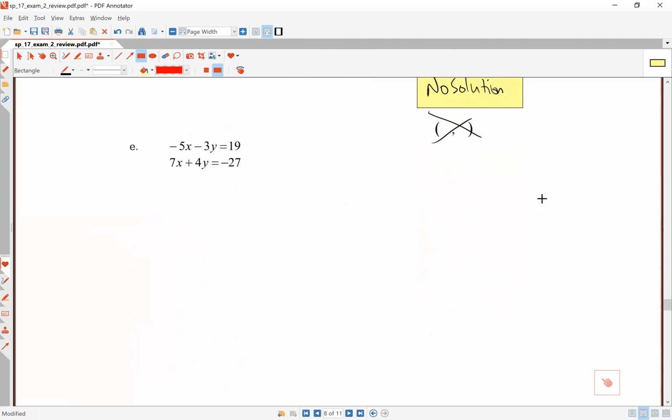Letter E, that one is set up ready to go for the elimination method. I can't easily multiply 5 by something to get a 7 there, so we swap and use 35s. 7 times negative 5 is negative 35. 5 times 7 is positive 35. Multiplying them all the way through, negative 35x minus 21y equals 7 times 19 is 133.